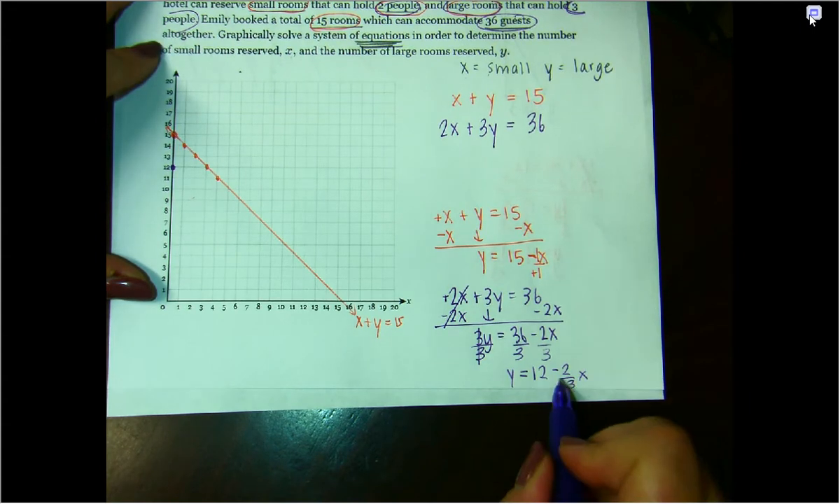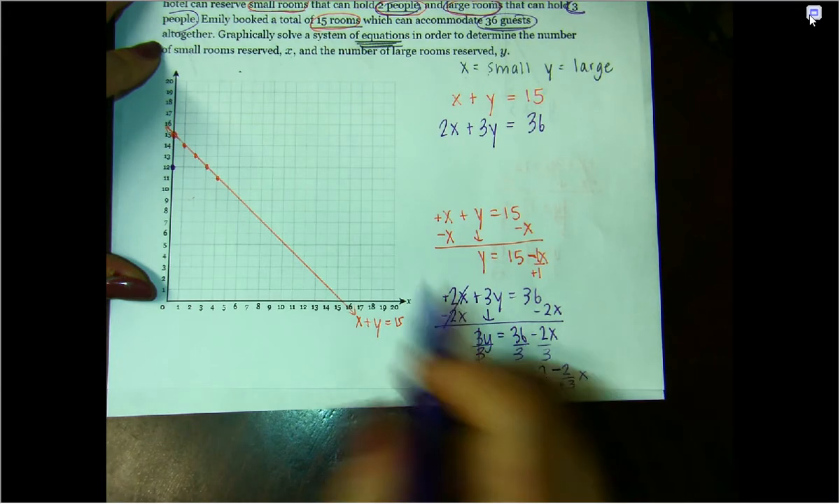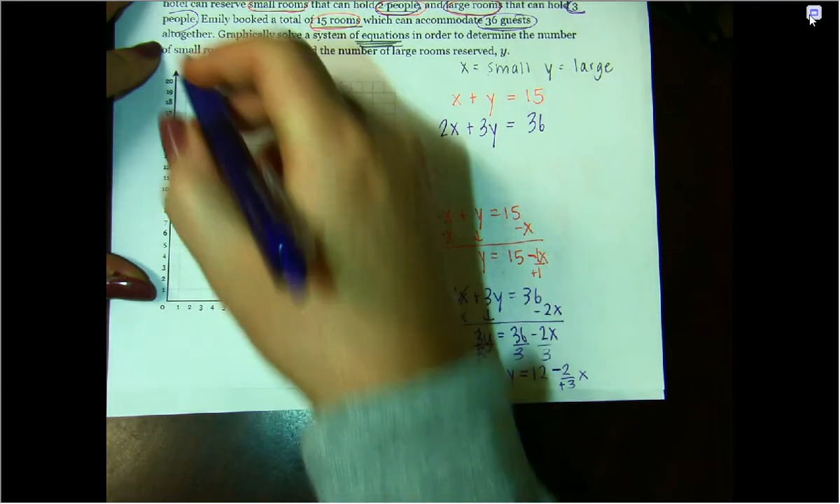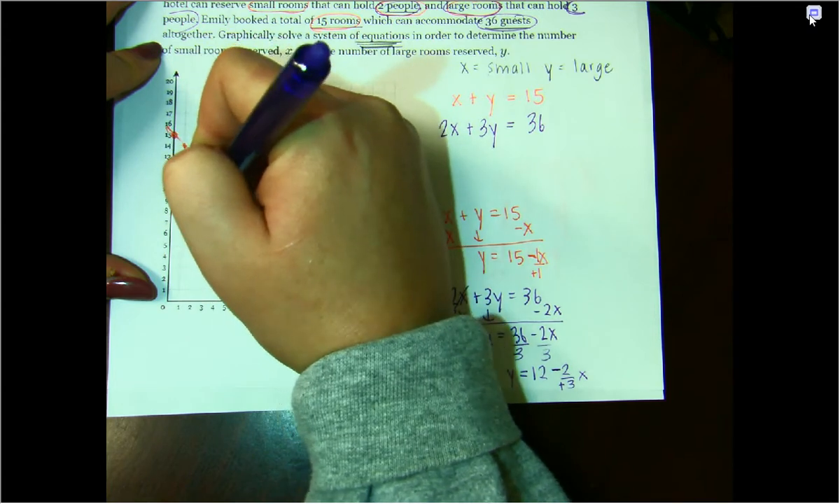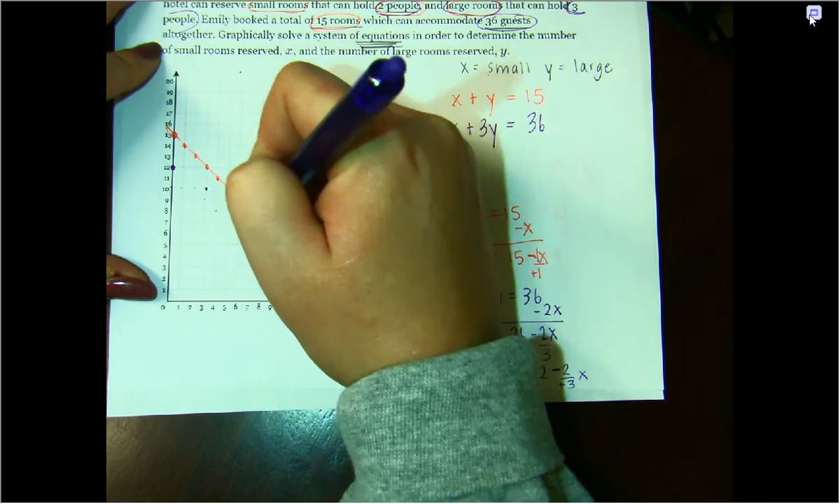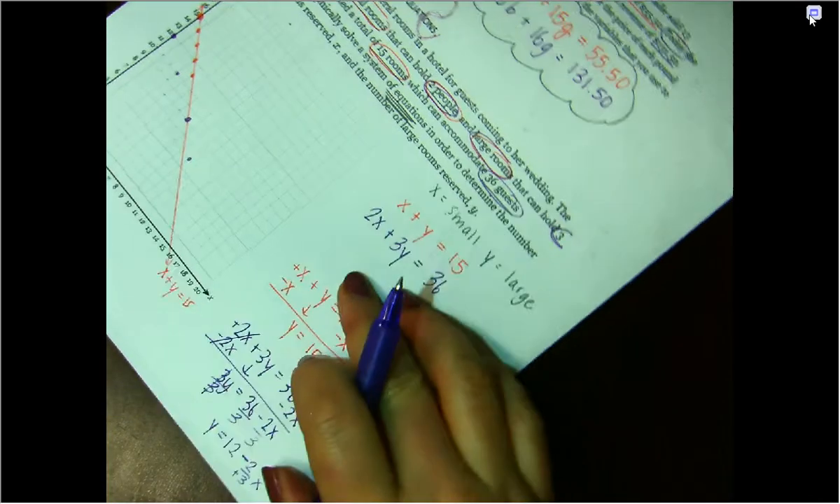And my slope, I'm going to leave the minus on the top. So that means the bottom one is positive. So I'm going to go down 2 to the right 3. So down 2 to the right 3, down 2 to the right 3, down 2 to the right 3. Okay. And I'm just going to draw this line here.